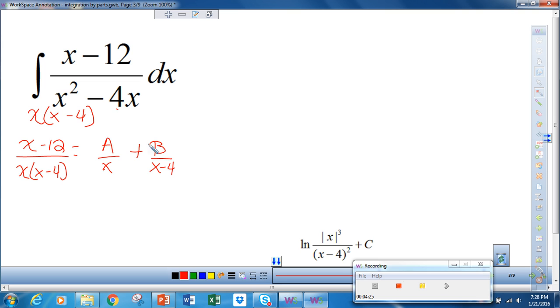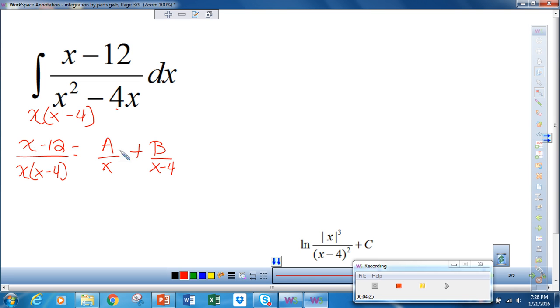A couple of things I need to stop and remind you of. One is that it doesn't matter which one we call A and which one we call B. It all comes out in the wash. Secondly, we can only do this if both of our factors are linear and non-repeating. So in other words, if this had been x minus 4 squared, I could not use this method. In Calculus 2, we can only do this when the factors are linear and non-repeating. You'll learn how to deal with other things in Calc 3.